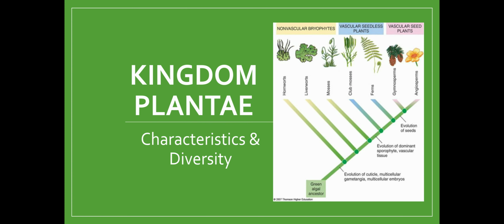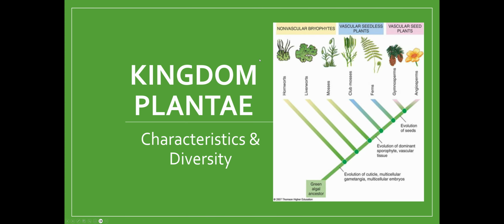So we started off with our prokaryotic kingdoms. We looked at Kingdom Bacteria and Kingdom Archaea. Then we moved into domain Eukarya. We took a look at protists, which are kind of like the misfit kingdom. We took a look at fungi, which are going to be our mostly multicellular heterotrophs that have chitin in their cell walls. And now we're moving up into our next group, which is going to be our plants.